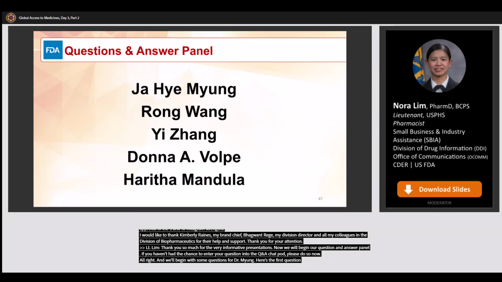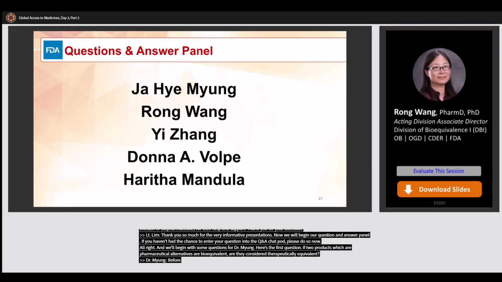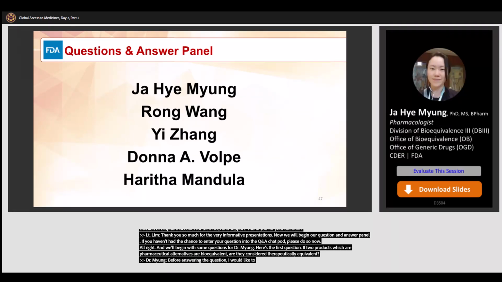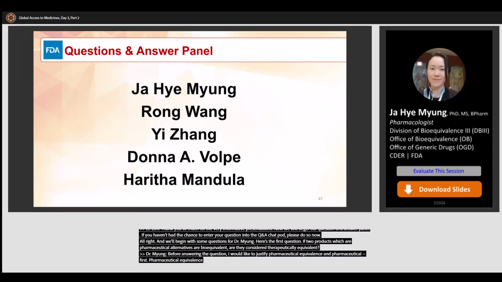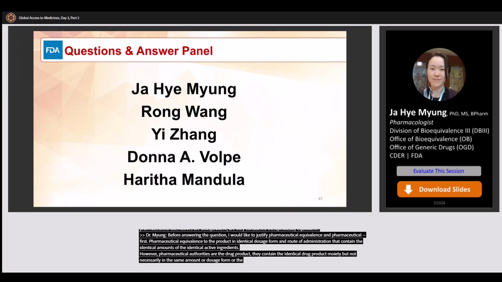If two products, which are pharmaceutical alternatives, are bioequivalent, are they considered therapeutically equivalent? Before answering the question, I would like to define pharmaceutical equivalence and pharmaceutical alternative first. Pharmaceutical equivalence is the drug product in identical dosage form and route of administration that contain the identical amounts of the identical active ingredients. However, pharmaceutical alternatives are the drug product that contain the identical therapeutic moiety, but not necessarily in the same amount or dosage form or the same salt or ester.